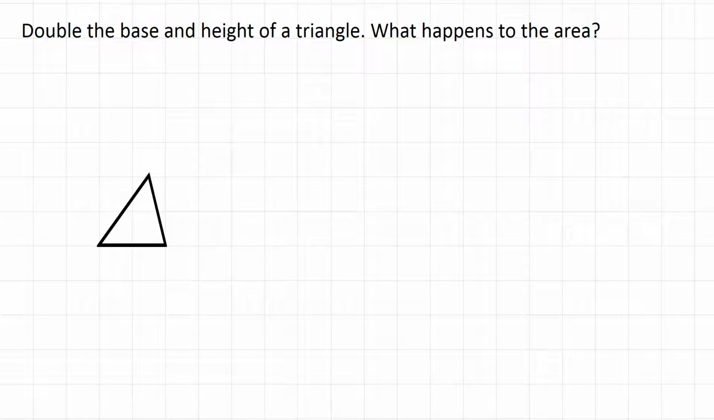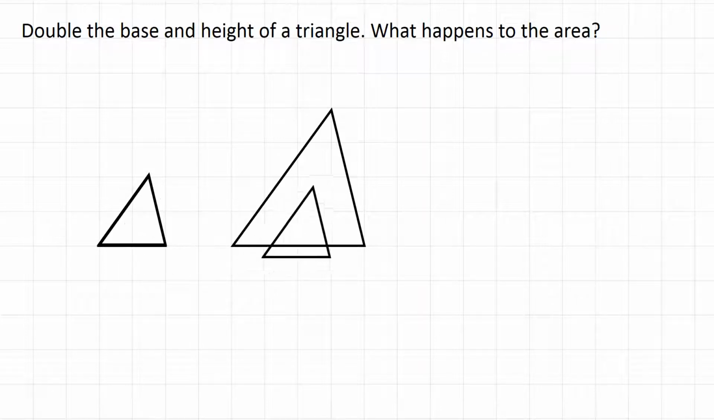Now I want to show you that the same rules that we just saw for rectangles apply for a triangle. So let's double the base and height of this triangle. So now I've gone from one that's 2 units high and 2 units at the base to one that's 4 units high and 4 units along the base. And I'm going to see how many of those little triangles that we originally had fit inside the big one.